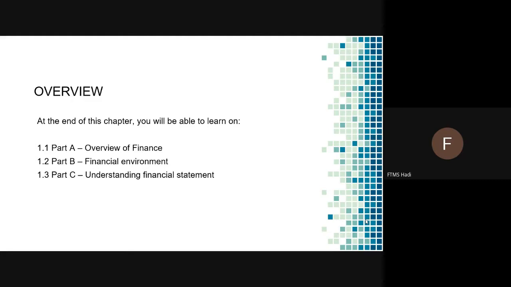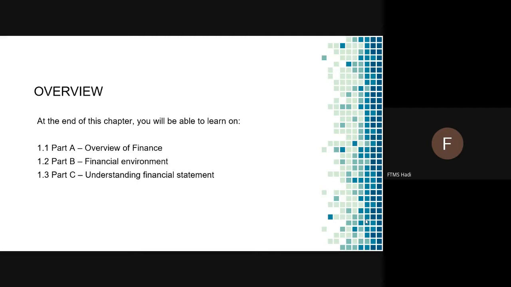Okay. Part A is regarding the overview of finance. What is finance all about? The definition, how finance works, and everything. And then part B is on the financial environment, which is how finance works in a business, any type of business. And part C is related to understanding financial statements. Okay, how do you read the report? What are the components that are available inside the report?